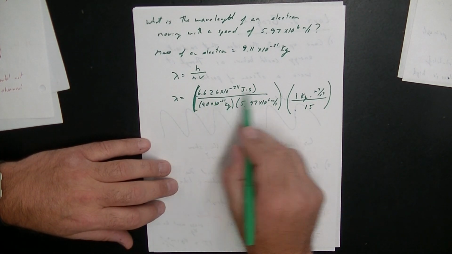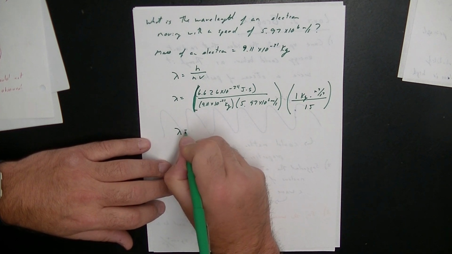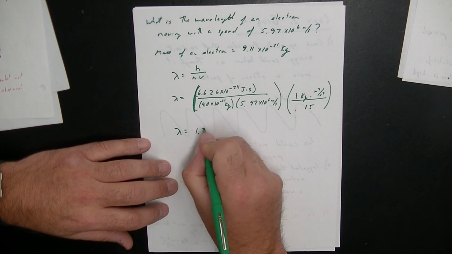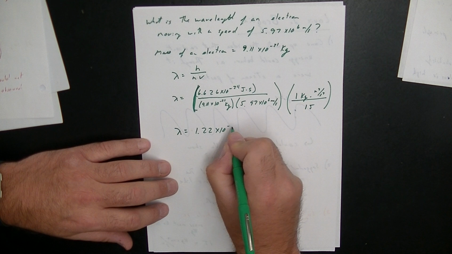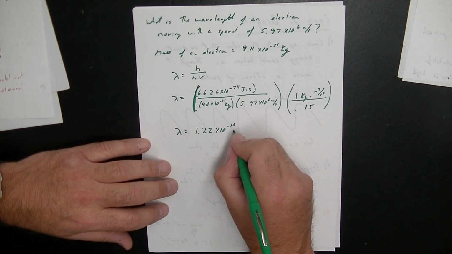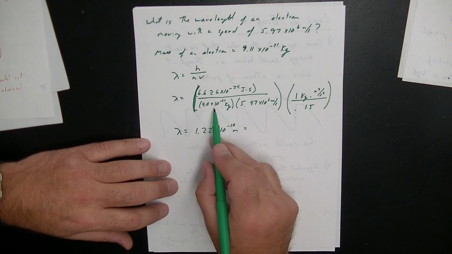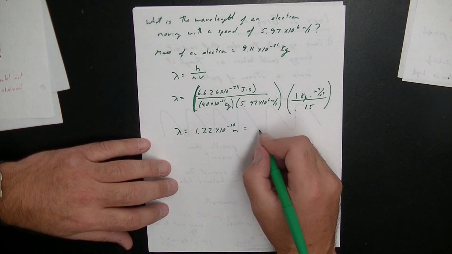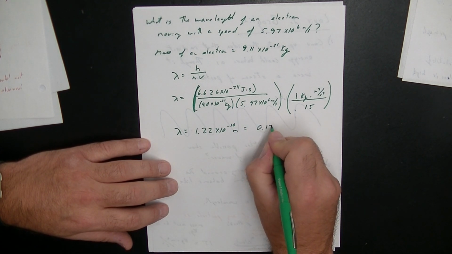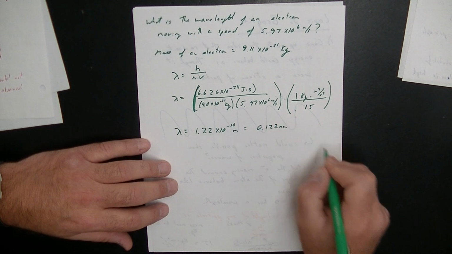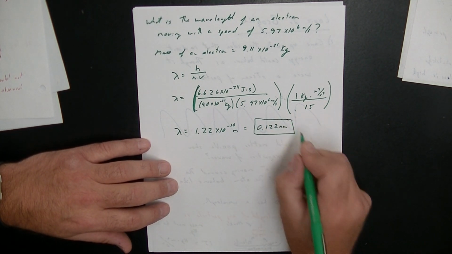When we do this math, our wavelength ends up equaling 1.22 times 10 to the minus 10th meters. And are we okay with sig figs? Yep. Or you could say 0.122 nanometers. And that would be our wavelength of that electron.